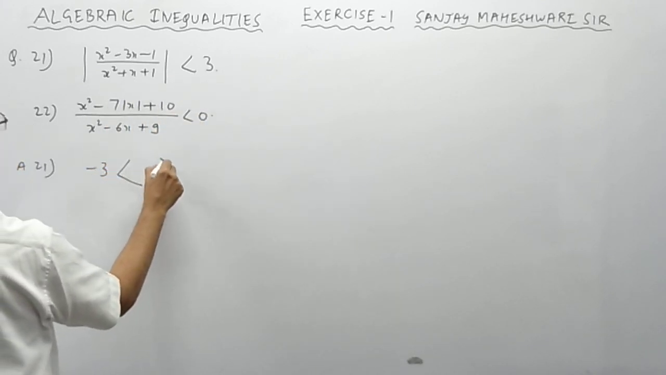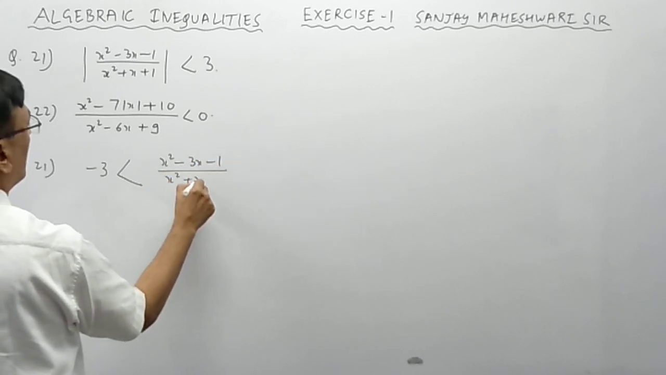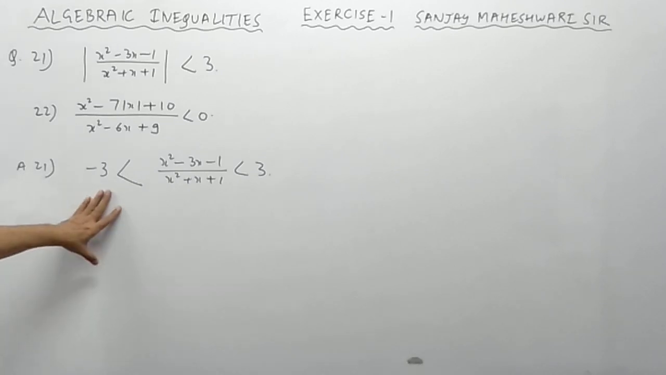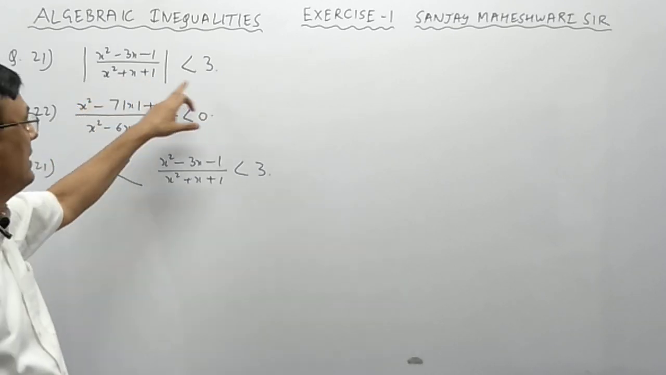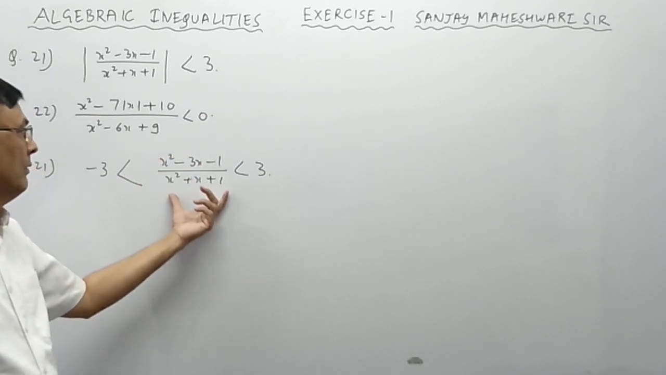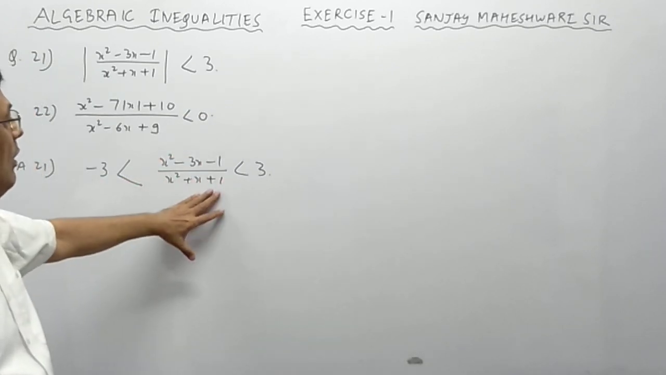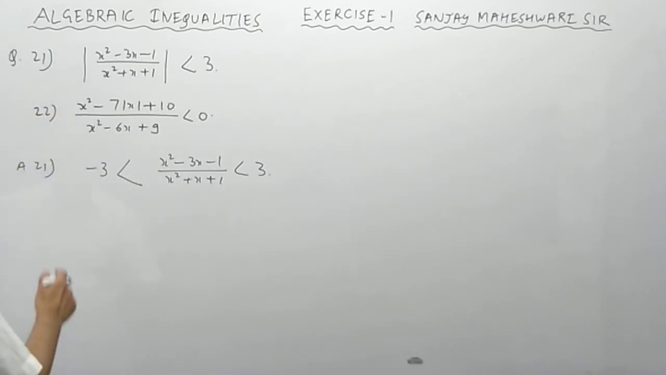If we open the mod, so here you can see when the mod is removed, in such cases when mod of y is less than 3, then the value of y should lie between -3 and 3. So we'll solve in two parts. First part will be this part.